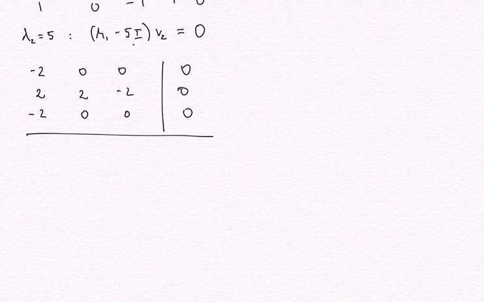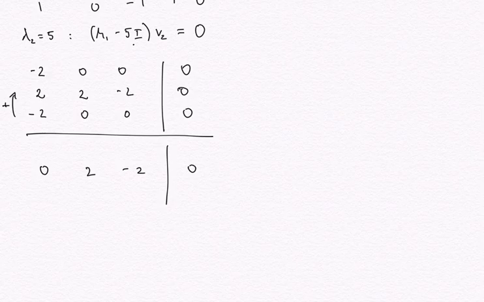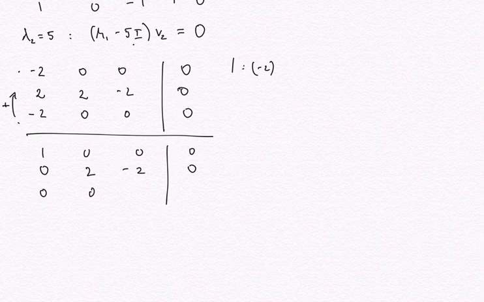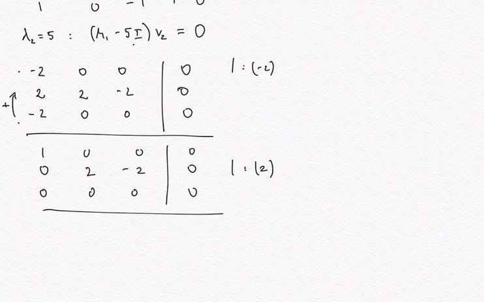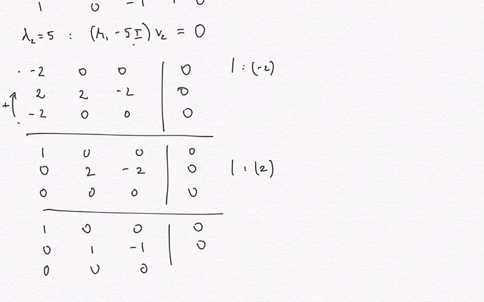Now, I can, of course, simply add the third row to the second, and I get 0, 2, minus 2, and 0. I can divide by minus 2 here to give me 1, 0, 0, 0, and I can now subtract the first row from the third to give me 0, 0, 0, 0. Divide this one by 2 to result in 1, 0, 0, 0, 0, 1, minus 1, 0, 0, 0, 0, 0.